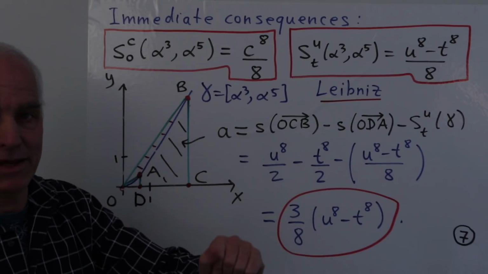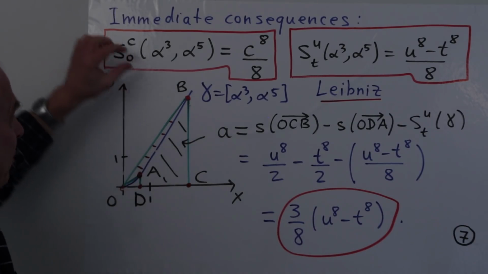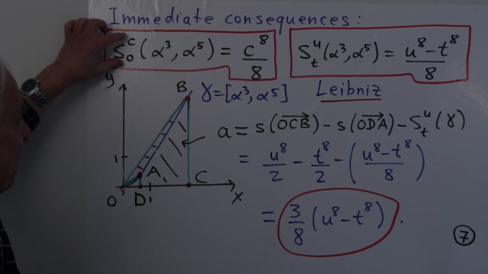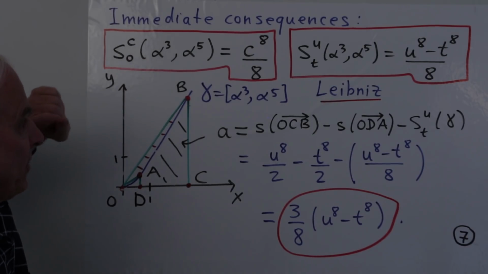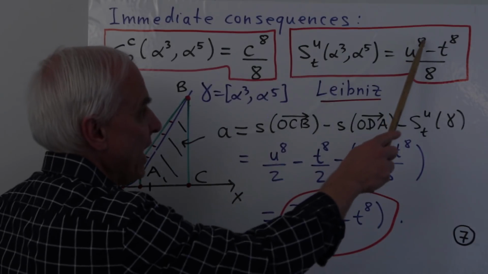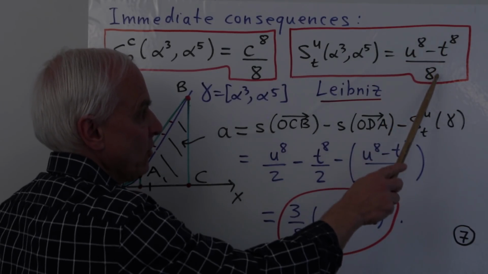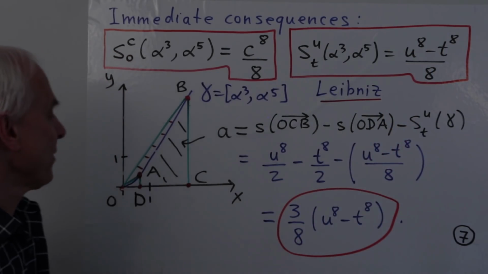That's property B of our 5. So it'll be like the signed area from 0 to u minus the signed area from 0 to t. So it'll be u to the 8 over 8 minus t to the 8 over 8, or this quantity here.